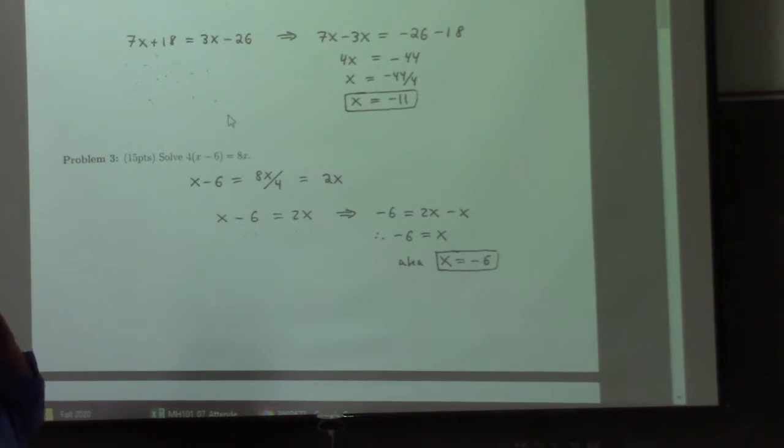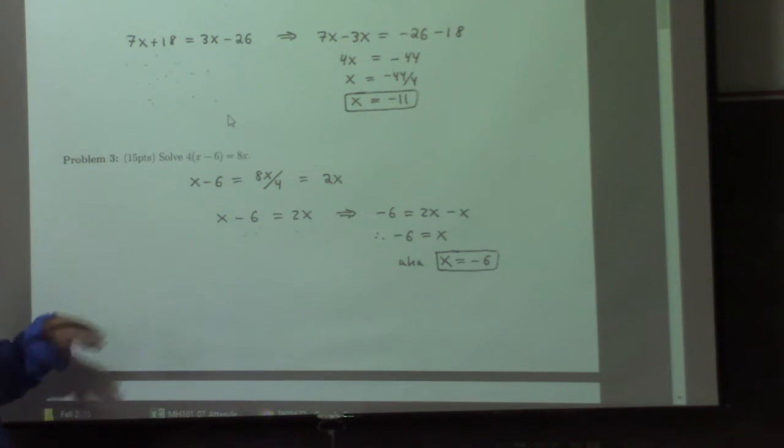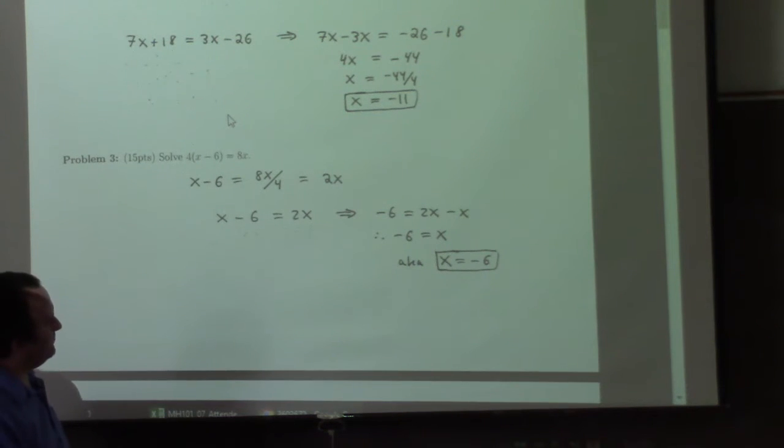No? All right. Problem 3, you might have done it a different way, but when I see something like 4 times x minus 6 equal to 8x, I just say, I want to divide by 4, make my life easier. So 8 over 4 is 2, so we get x minus 6 is 2x. And so that quickly leads me to x equals minus 6.